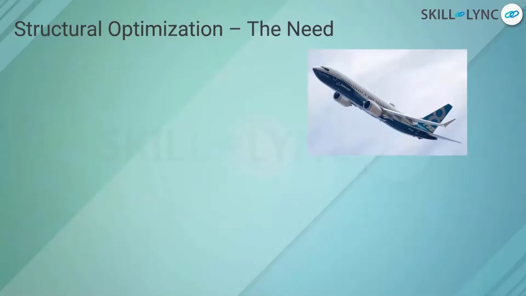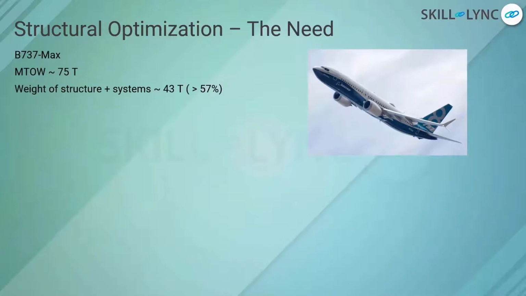So what is a need? Let us look at another example of the need for structural optimization. Let us look at this aircraft, the Boeing 737 MAX, whose maximum takeoff weight is 75 ton, for example. But the weight of the structure and the system itself is 43 ton, which is greater than 57% of it. What it means is the efficiency of this aircraft is less than 43%, we can say so, because the amount of payload that it can carry is less than its total weight.